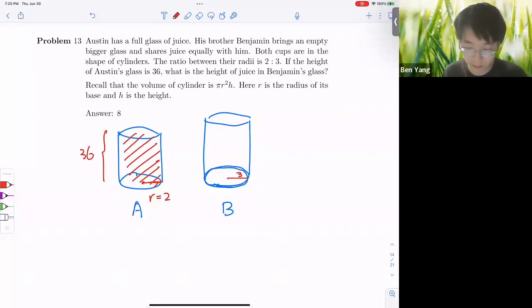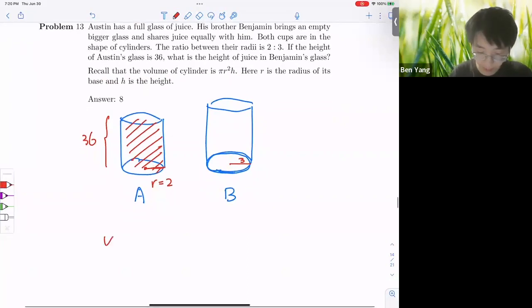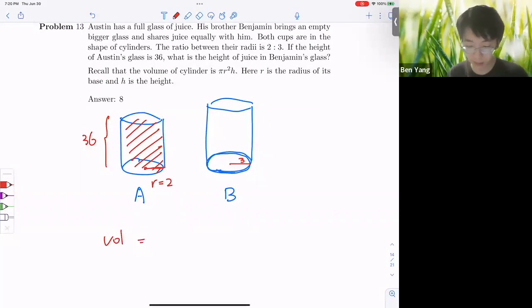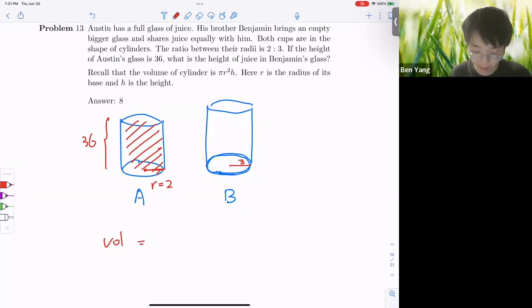Here, we already told that the volume of the cylinder is computed using pi r squared times h. R is the radius of the base and h is the height. So that's the volume. So Austin will keep half of the juice here, and half of the juice will go to cylinder B. And the volume should be the volume of the juice that Benjamin will get. It's like pi r squared times 18.